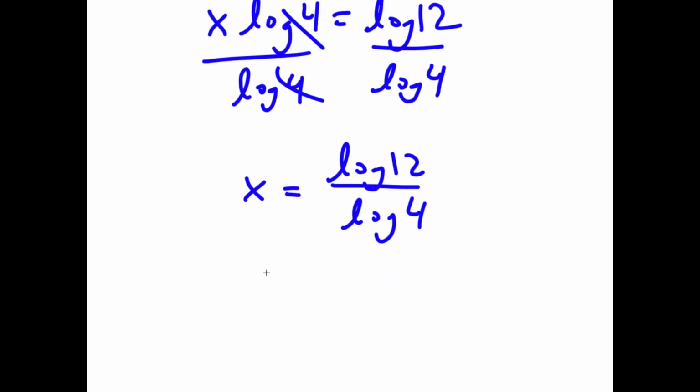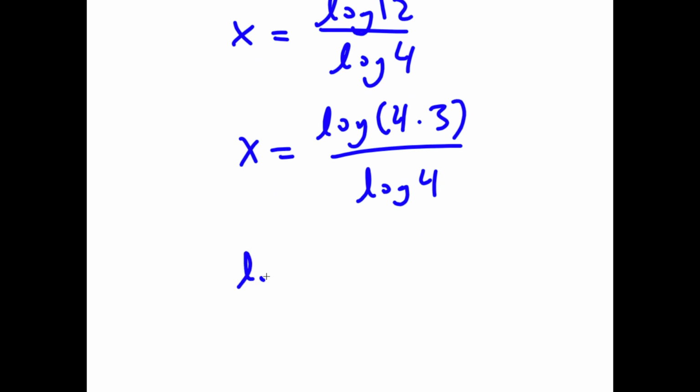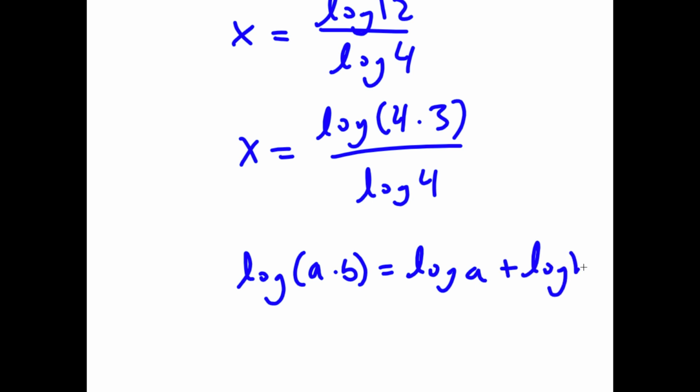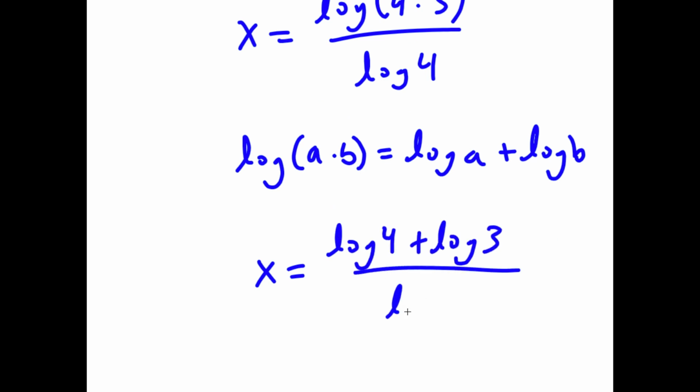Now, I can rewrite log 12 as log of 4 times 3. So I have log of 4 times 3 over log of 4. And if I have something in the form log of a times b, this is equal to log a plus log b. So log 4 times 3, that's going to equal log 4 plus log 3. And I have this over log 4.